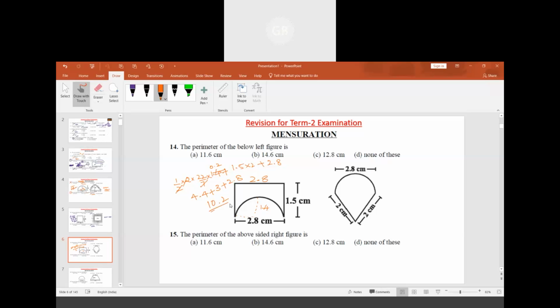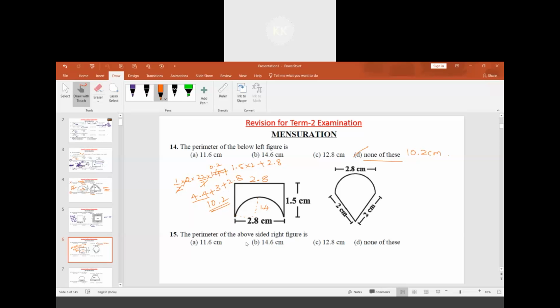Option none of these, because we get it as 10.2 centimeter. That option is not given. Option number D, none of these.